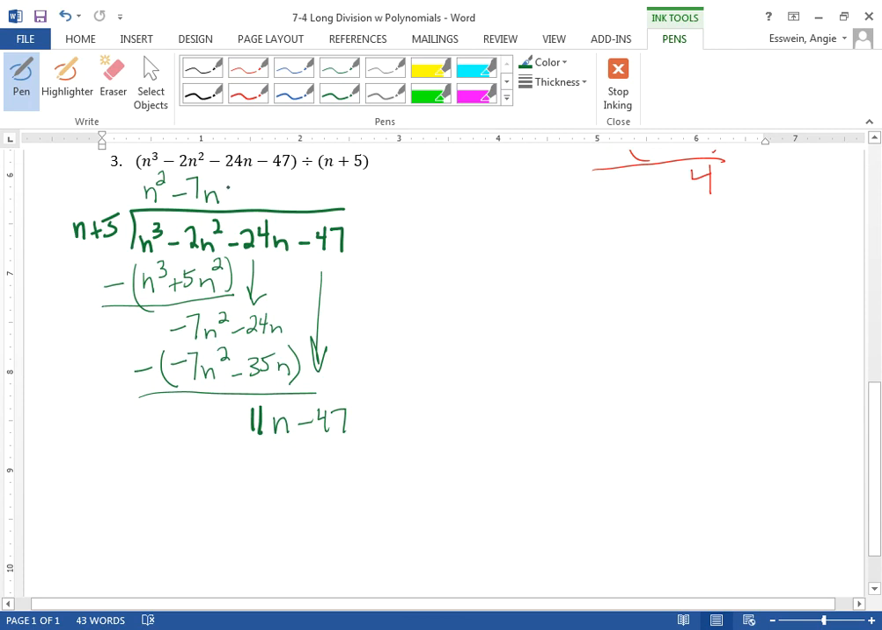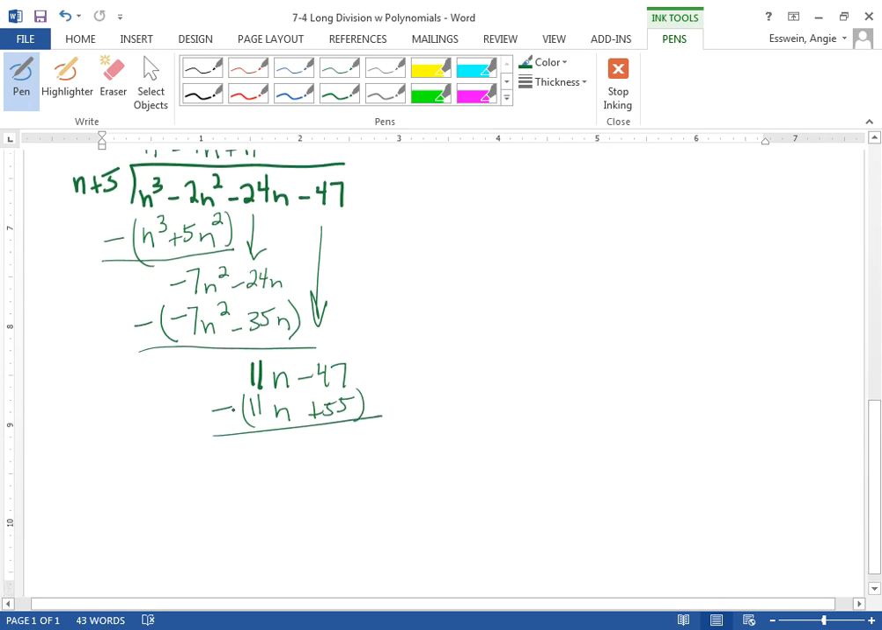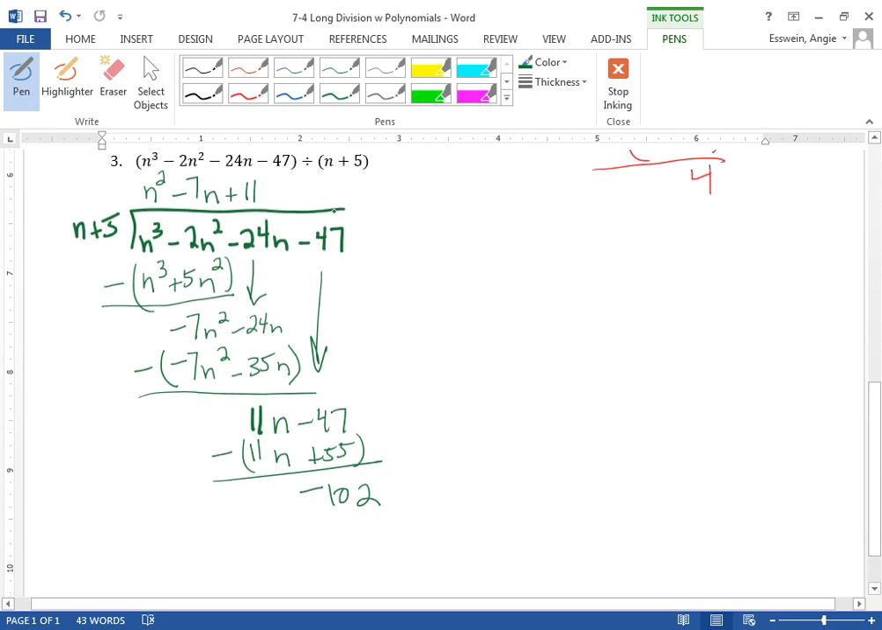Okay, so here we go. Plus 11, right? To make it match this. So 11n plus 55. And then you subtract. And so negative 47 minus 55 is negative 102. And is there anything else to copy? Okay, so we're done. And so our remainder is negative 102. So you'd write minus 102 over n plus 5. And this is the answer that you would box as your final answer.